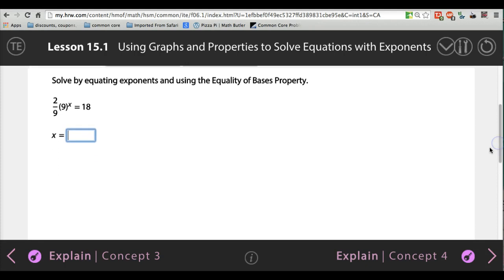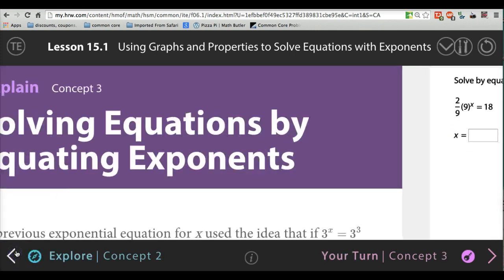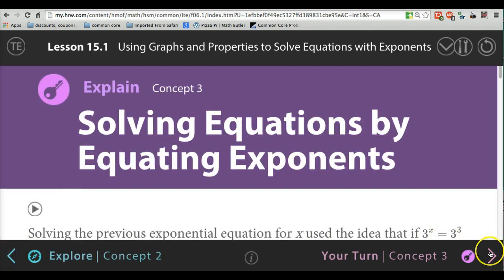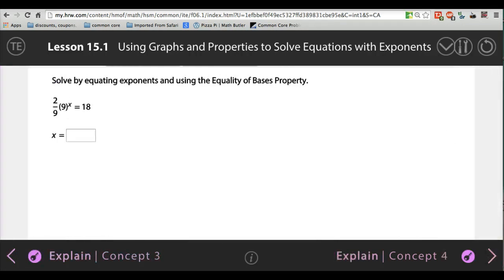There you go. It says solve by equating exponents and using the equality of bases property. Oh yes, I forgot to tell you what that is. But you know what? Let's just explain it while I do it. So all you have to do is try and solve what x is equal to. Okay? So how are you going to do this? I'm going to rewrite it over here.